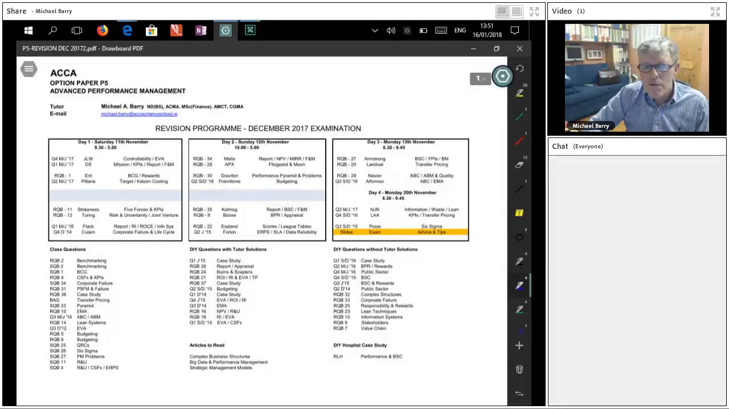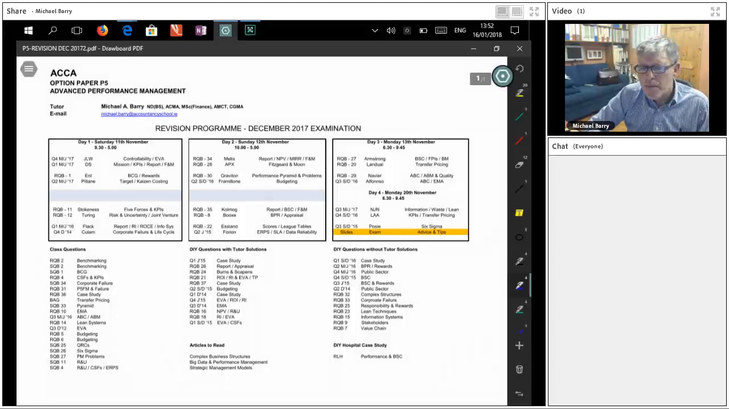On my revision program is a list of questions that were actually done during class or during the course. There's also a list of questions that I would be expecting students to actually do before they go into the exam. Now, in relation to articles to read, my course notes summarize all the articles that have appeared in recent years on P5.